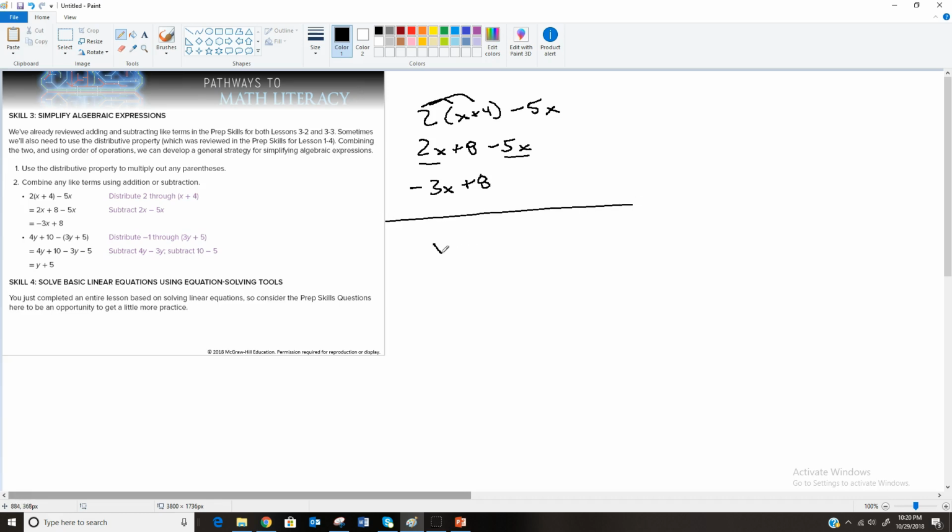On the next one, 4y plus 10 minus 3y plus 5 in parentheses. This negative is going to act like a -1. Let me rewrite that.